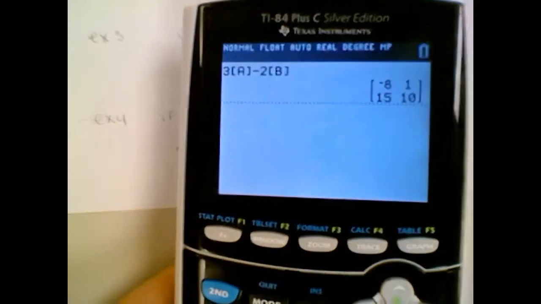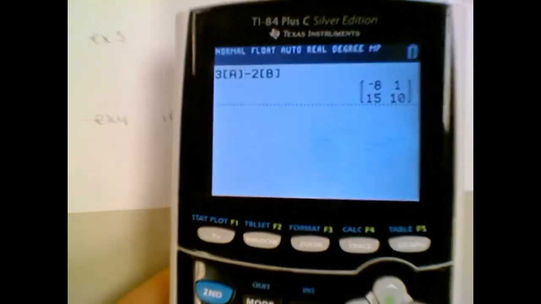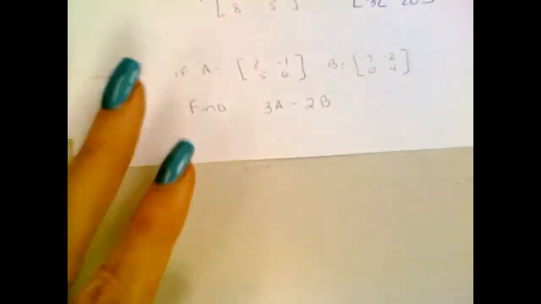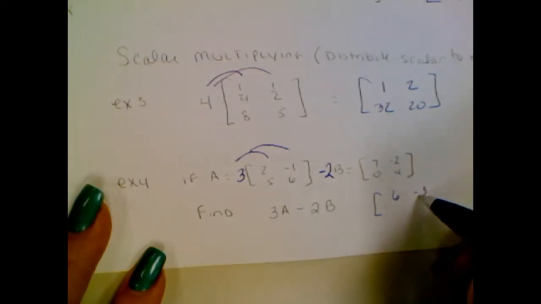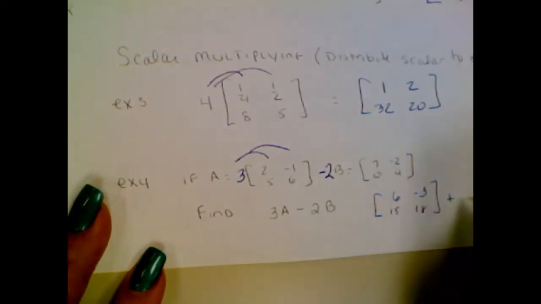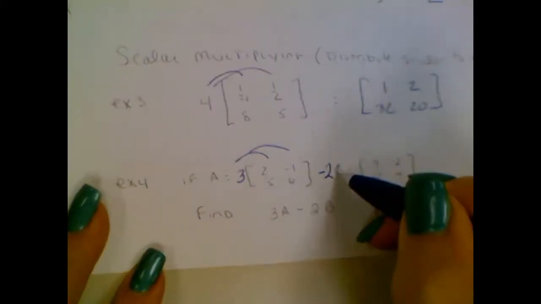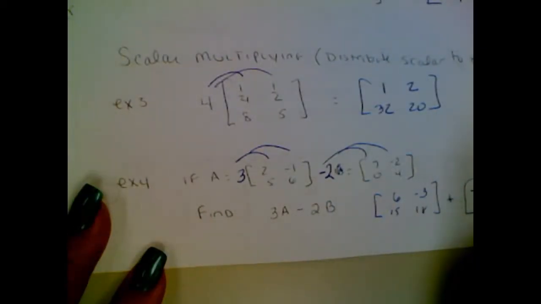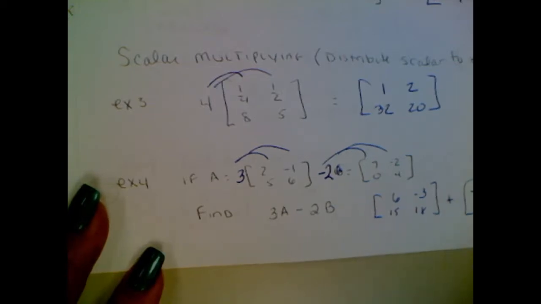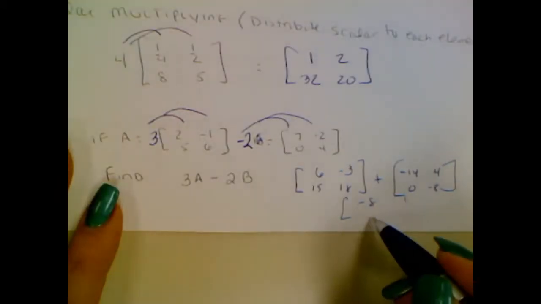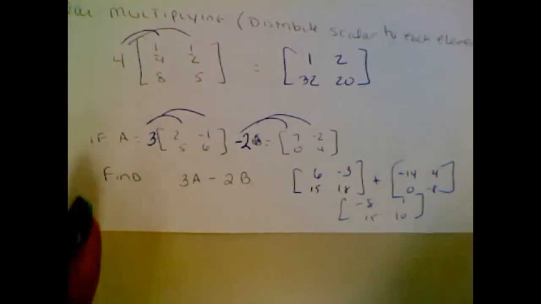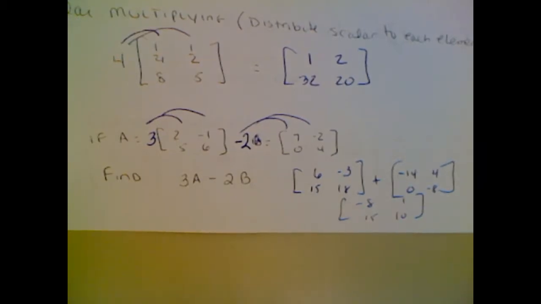Did you guys get that? Now, I'm going to show you really quick. You don't have to do it by hand right now. But if you were doing this by hand, you would put a 3 out front here. Minus and put a 2 in front of this. And you would just distribute the 3 and you'd get 6, negative 3, 15, 18. Plus, I would distribute negative 2 with this. So I'd get negative 14, 4, 0, and negative 8. And then I would add those to get negative 8, 1, 15, 10. And that should be the answers we just had on the calculator. So it would not be hard to do by hand.